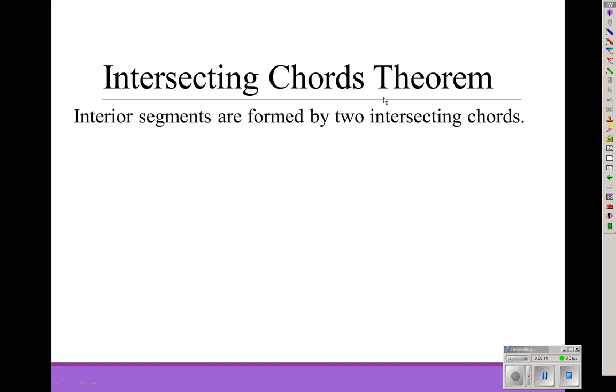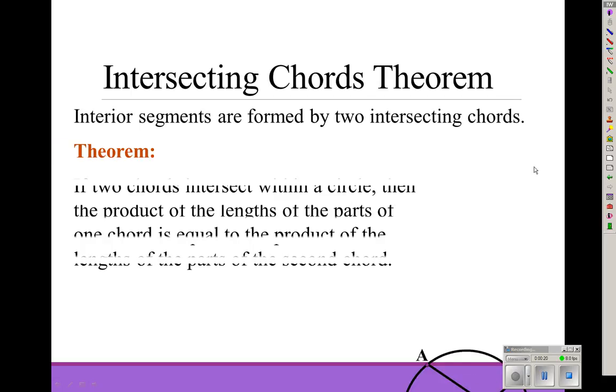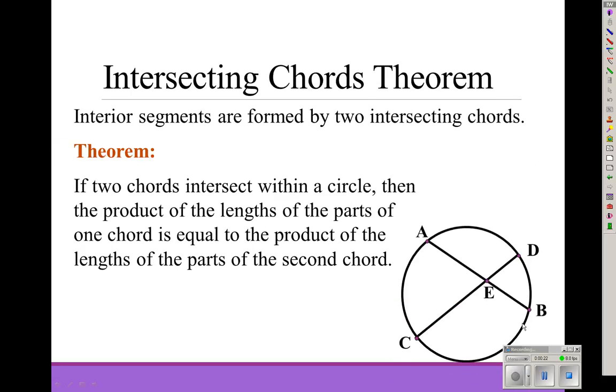So if you have intersecting chords, the interior segments are formed by two intersecting chords like this, and when you have that, then the product of the lengths of the parts of one chord is equal to the product of the lengths of the parts of the second chord.